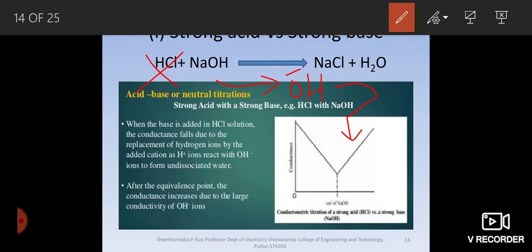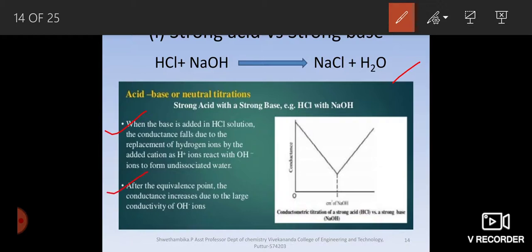That is why whenever a strong acid is titrated against a strong base, we get a V-shaped graph. The same is explained in sentences in this particular slide. Please see this. The first point is, when the base is added to HCl, the conductance would fall due to the replacement of hydrogen ion by the added cation, that is Na+, as H+ would react with the OH-, forming undissociated water molecules.